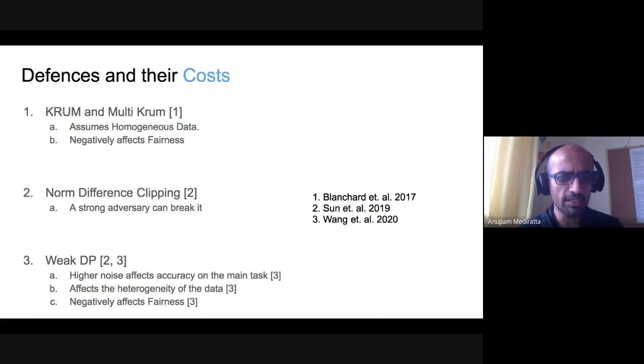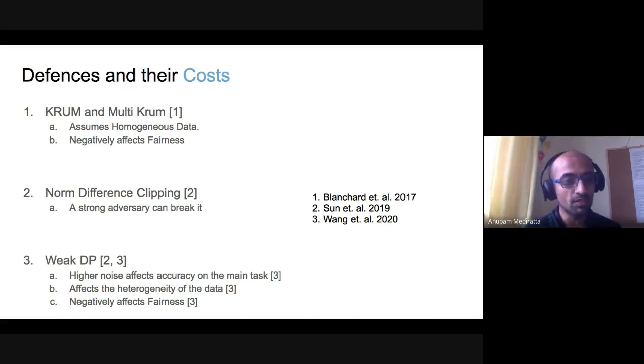The second defense is norm difference clipping, which computes the norm of the gradients that a node has sent and compares it to the norm of the gradients of the other nodes. If your norm is too different from other nodes, then you get categorized as an adversary. It works very well and doesn't create this kind of unfairness, but an adversary which knows what parameters you're using to calculate the norm difference can break it. So it's not foolproof.